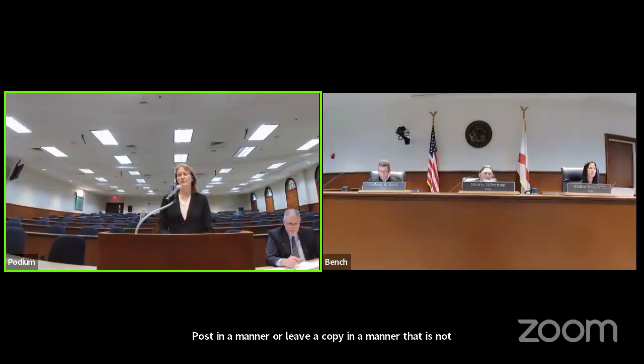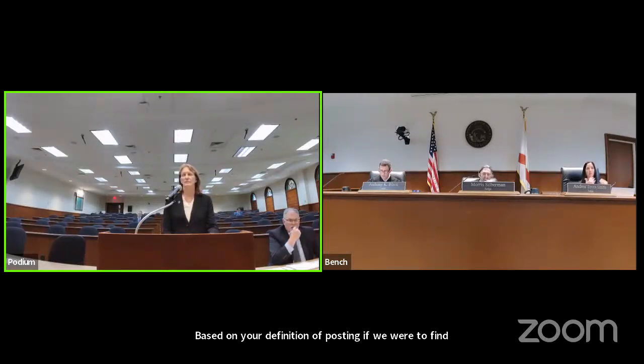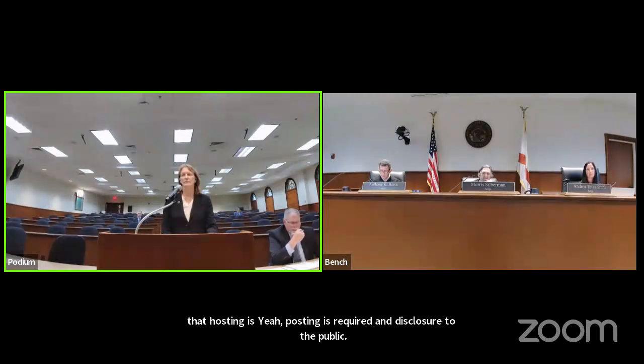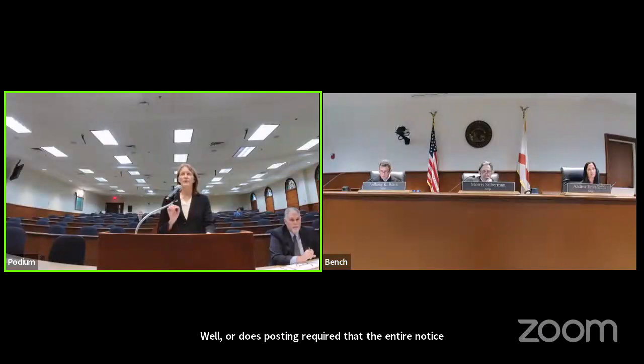Let me ask you this, back to the discussion that I had earlier about an envelope. If you leave an envelope posted and it says 3-day notice and has the tenant's name, is that compliance with the statute? Based on your definition of posting, if we were to find that posting is required in disclosure to the public, is that sufficient, leaving an envelope like that? Or does posting require that the entire notice be posted? I don't know about required, but permitted.